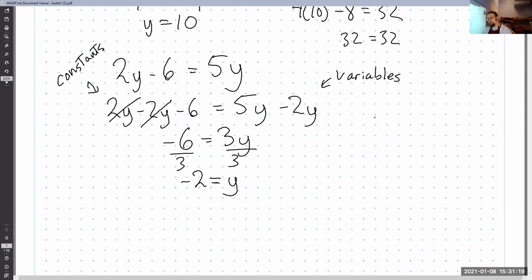Now, it does not matter which side we put them on, as long as we're consistent. We want variables on one side, constants on the other.